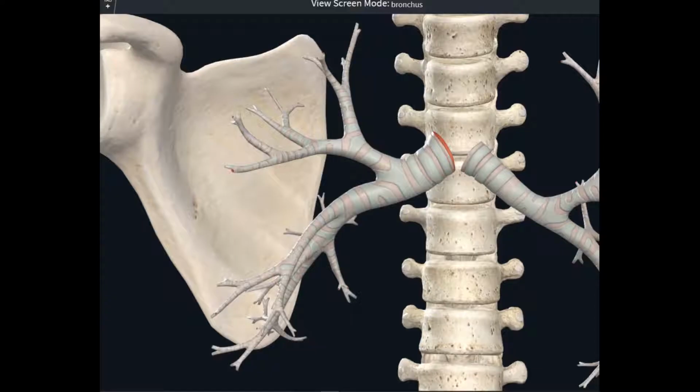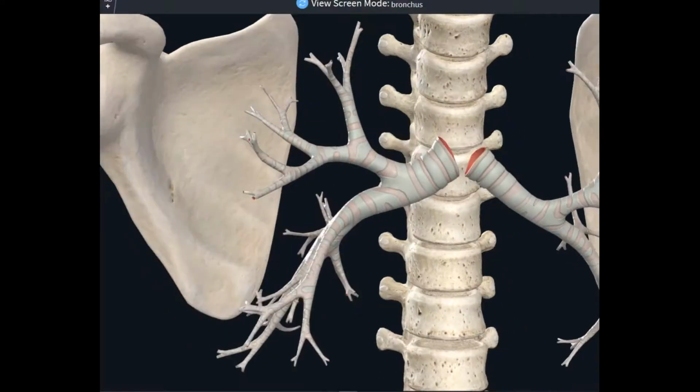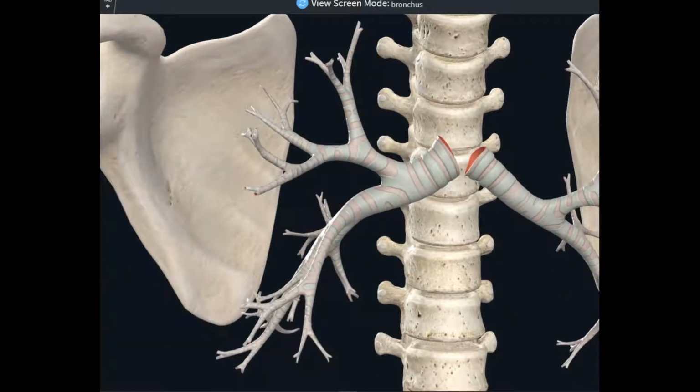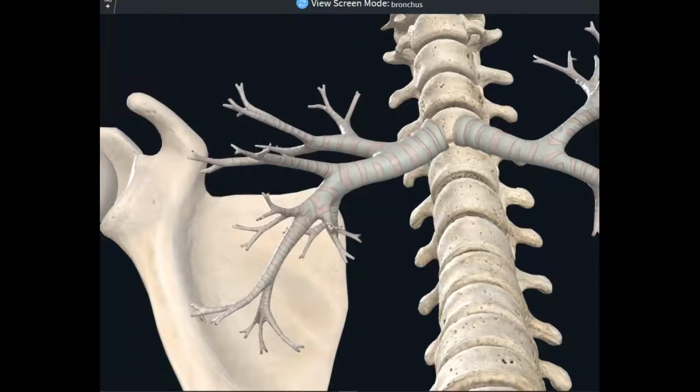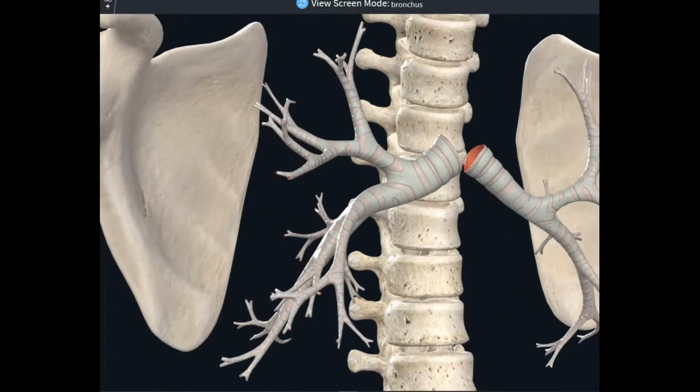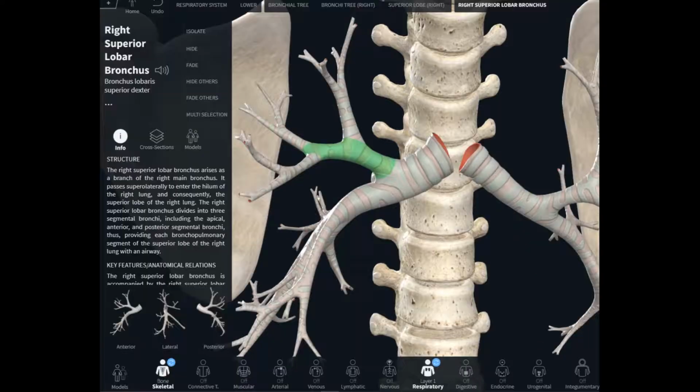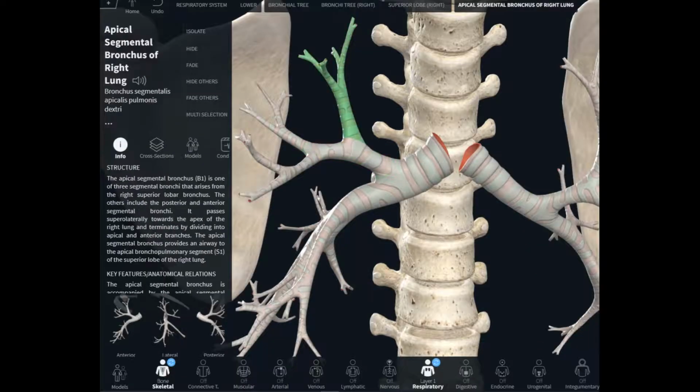All right, so we know that the right main bronchus divides into two lobar bronchi: the superior lobar bronchus and the inferior lobar bronchus. These lobar bronchi have their segmental parts. The superior one divides into the apical, the posterior, and the anterior segments.